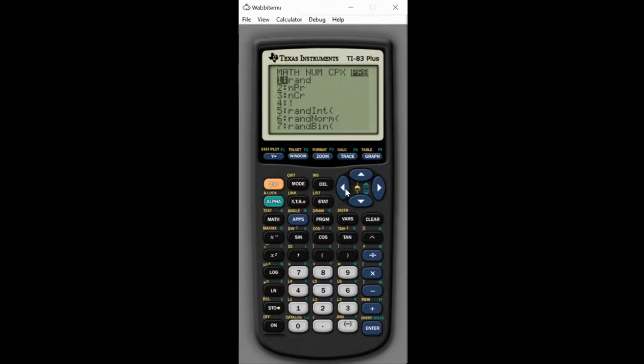So what I did is I did one arrow to the left so I can get there. If I was here and I wanted to get there, I can go 1 to the left, or I can go 1, 2, 3, 4 to the right. And then I want to get to that NCR, which is my 3rd one.